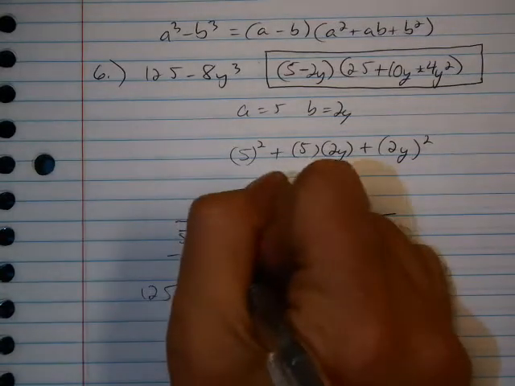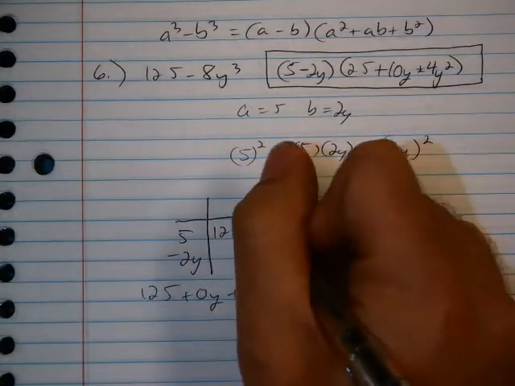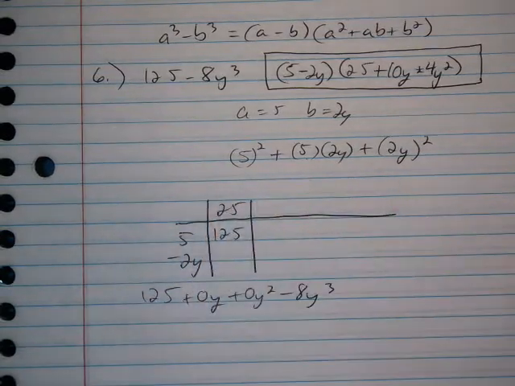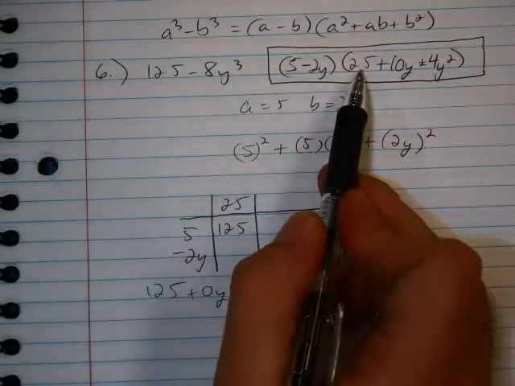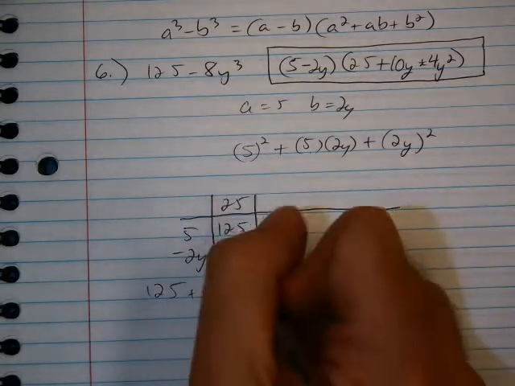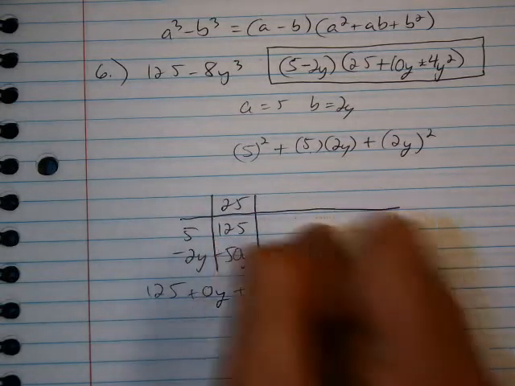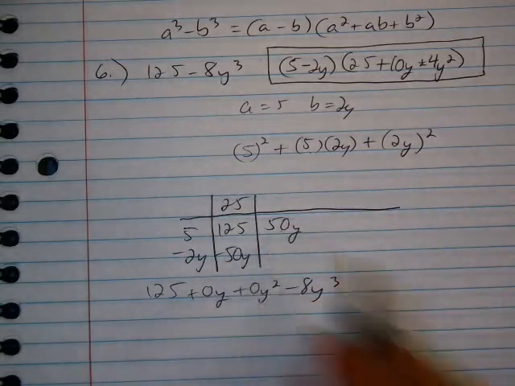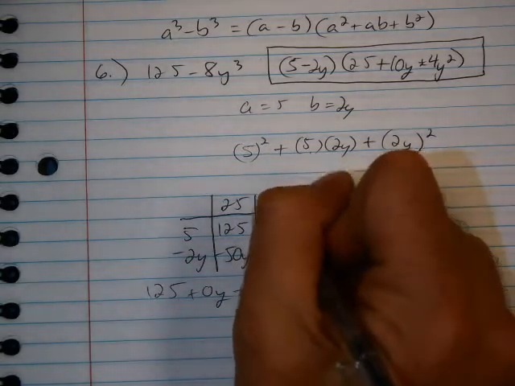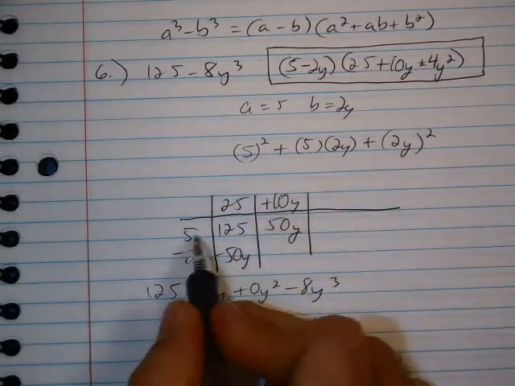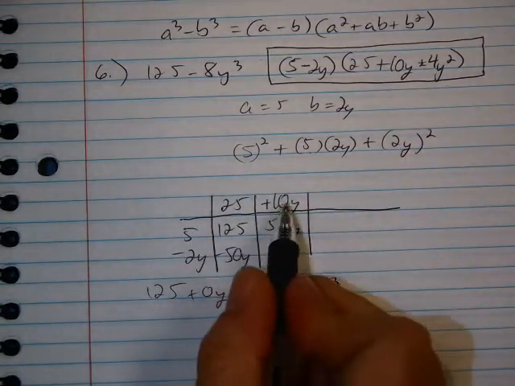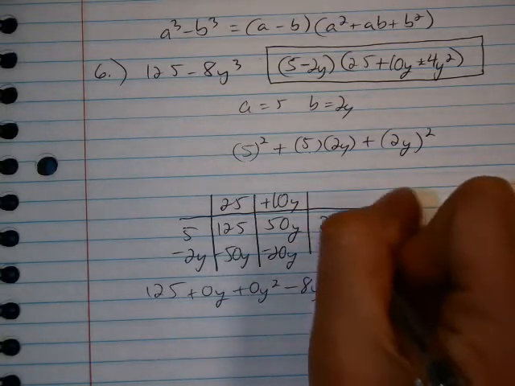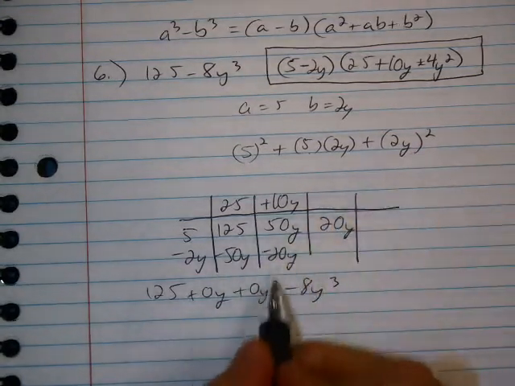The 125 goes first. Something times 5 to get 125, well that's 25. And notice I've already got the 25 there. 25 times negative 2y is negative 50y. I want it to cancel out to 0y, so that's 50y. Plus 10y, because 10y times 5 is 50y. 10y times negative 2 is negative 20y. 20y goes there to cancel it out and make 0.